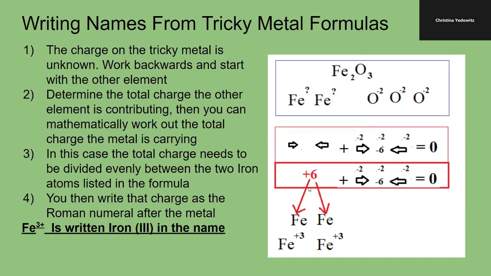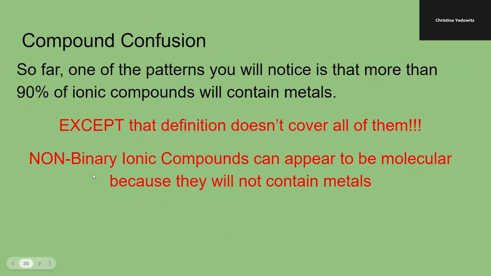Okay, I have 2 of them though, so whatever this charge is, it has to evenly distribute. And I know I have 2 of them because I have the formula. So I'm going to go ahead and give each one of these half of that charge. That's a +3 charge. So when I write the name, I write iron with a +3 charge in Roman numerals, and that's how I write the name, iron 3 oxide. Okay, it is complicated. There are a lot of extra steps.